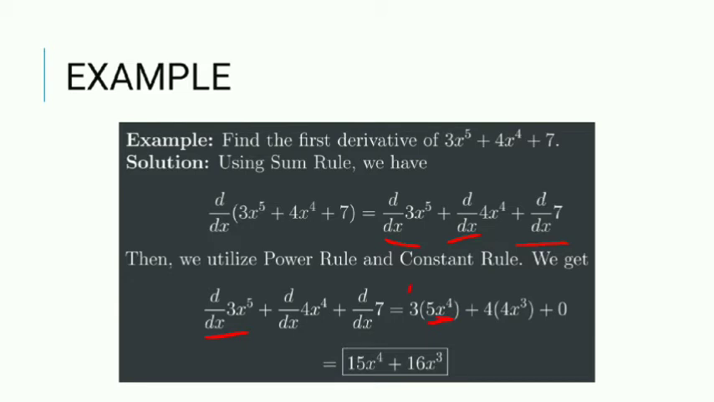Then the constant 3. Same with the d/dx of 4 times x raised to 4. We can pull out first the constant and take the derivative of x raised to 4, which is 4x cubed, using the power rule. Then the derivative of a constant, from the constant rule, is 0.